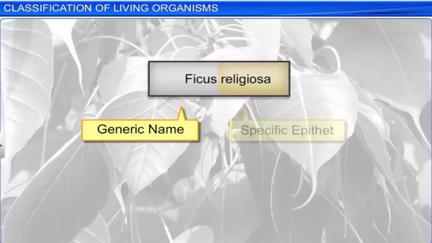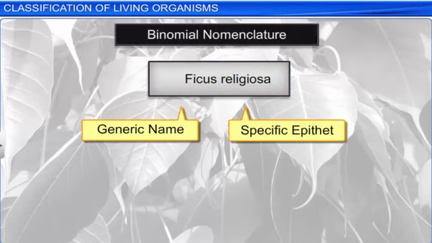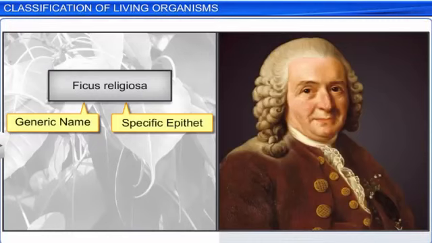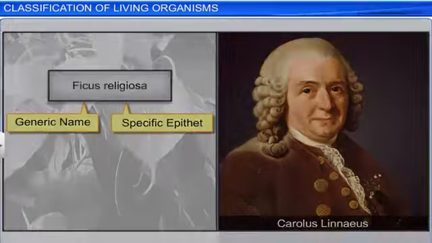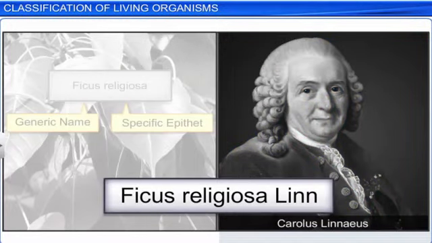This system of representing a name with two components is called binomial nomenclature and was devised by Carolus Linnaeus, also known as the father of modern taxonomy. Sometimes, the name of the author who first described the species is written at the end of the specific epithet. For example, in Ficus religiosa Linn, Linn is the abbreviated name for Linnaeus.